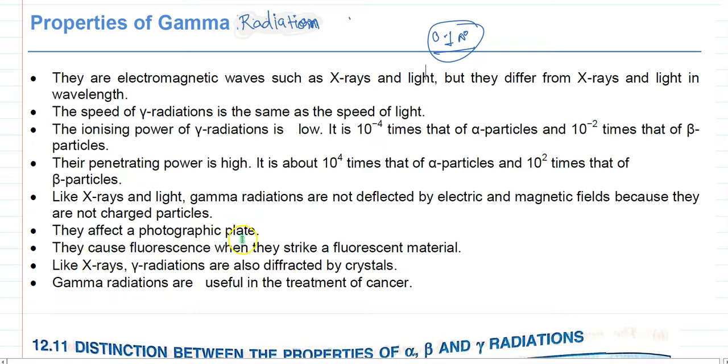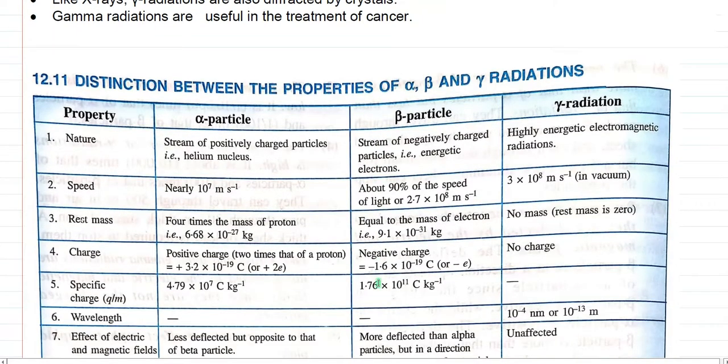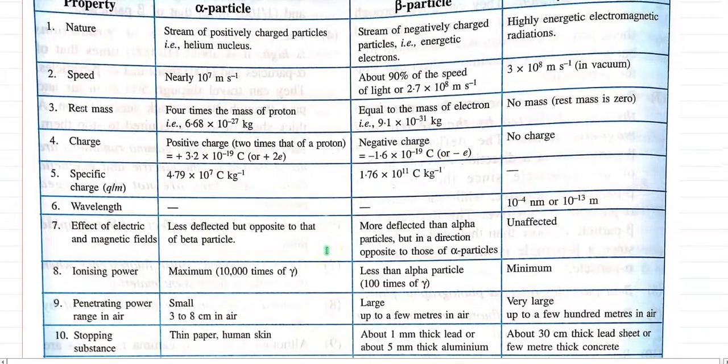They affect the photographic film. They cause fluorescence when they strike fluorescent material. Like X-rays, gamma radiations are also diffracted by crystals. And the distinction between the properties of alpha, beta, and gamma radiation: here all the properties and distinctions are given.